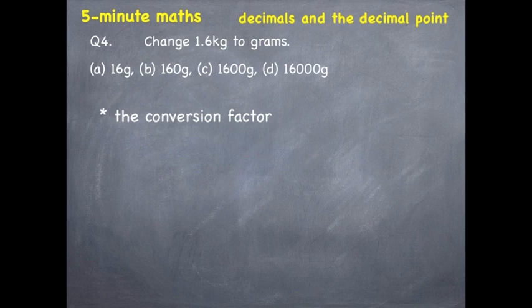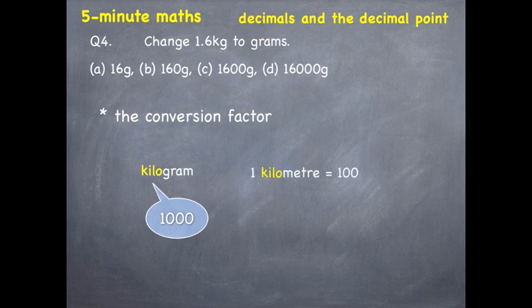First, you need to know the conversion factor. What's the connection between kilograms and grams? The clue is in the prefix kilo, which means 1,000. Another example is with the metric measure of distance. A kilometre is 1,000 metres. So for weight, 1 kilogram is 1,000 grams.